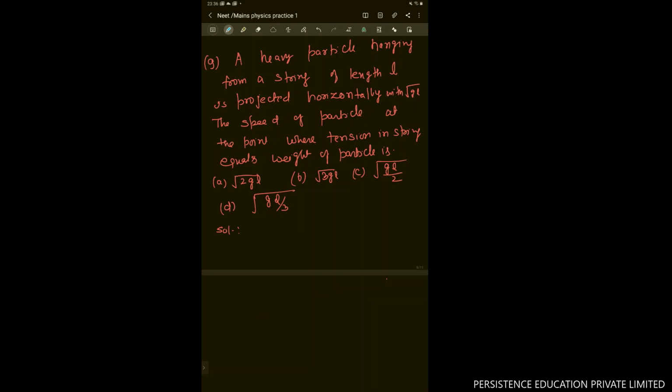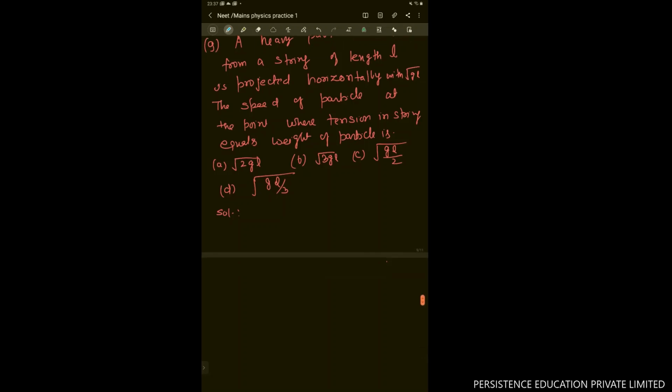But if you're focusing on the concept, it will be useful to tackle these kinds of questions, and will help you tackle so many other questions. A heavy particle hanging on a string of length L is projected horizontally with root GL. Find the speed of the particle at a point where the tension in the string is equal to the weight. Let the mass be M. It's not given, so we have assumed this L. Probably we are expecting this M will get cancelled out.